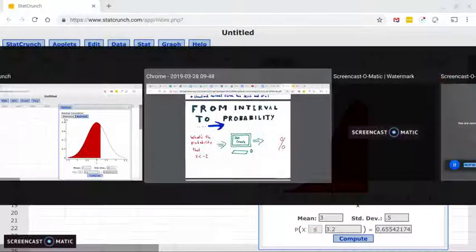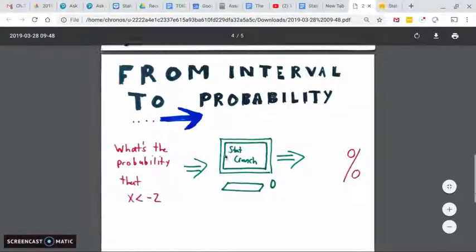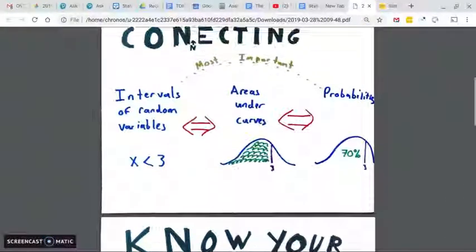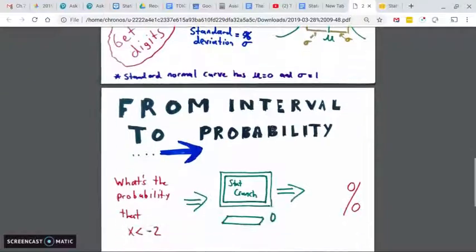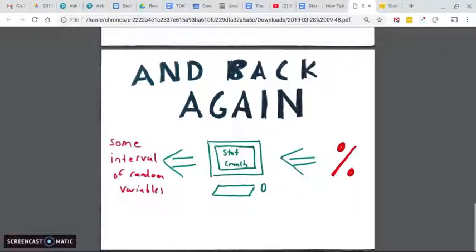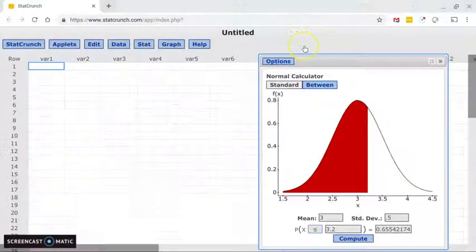So, okay. So that's one way, right? I said originally that it connects the two, so we should be able to go both ways, going from intervals to probability, but also going from probability to intervals, and that's true. Okay. We can use StatCrunch to do it. We just have to fill in different boxes.